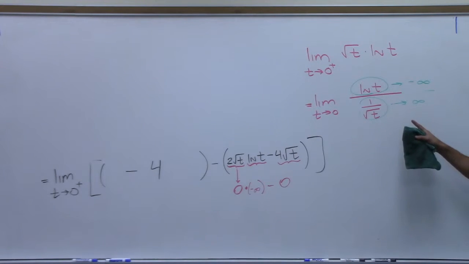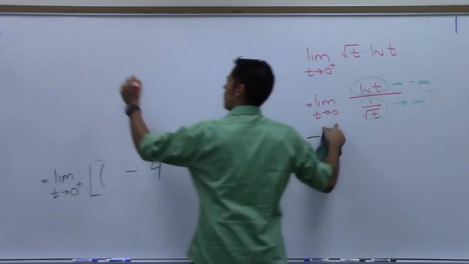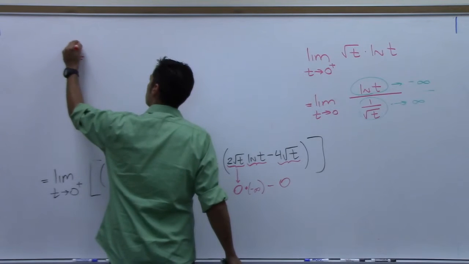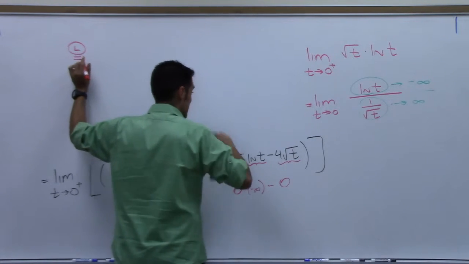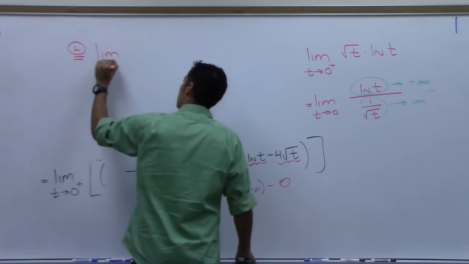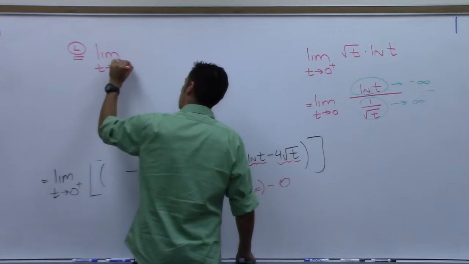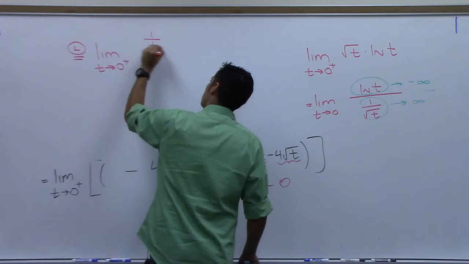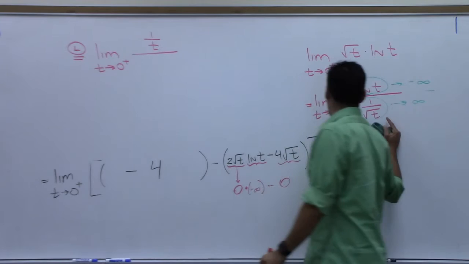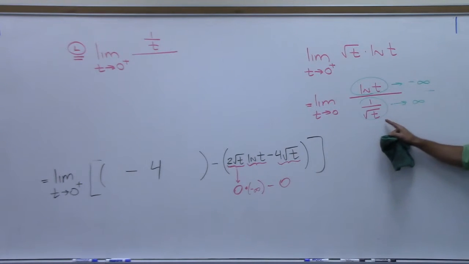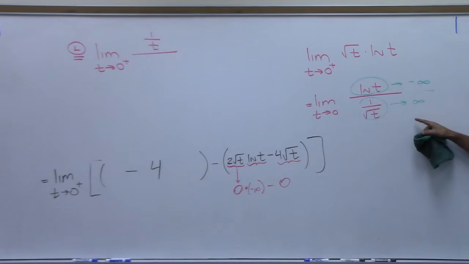Okay. L'Hopital from here. So I need to let everyone know I'm doing L'Hopital. Do an L or an H, doesn't matter. Limit as t goes to 0 from the right. Derivative of the top is 1 over t. Derivative of the bottom, careful here. 2 root t. What is it? 1 over 2 root t. We can flip it so it's just 2 root t.